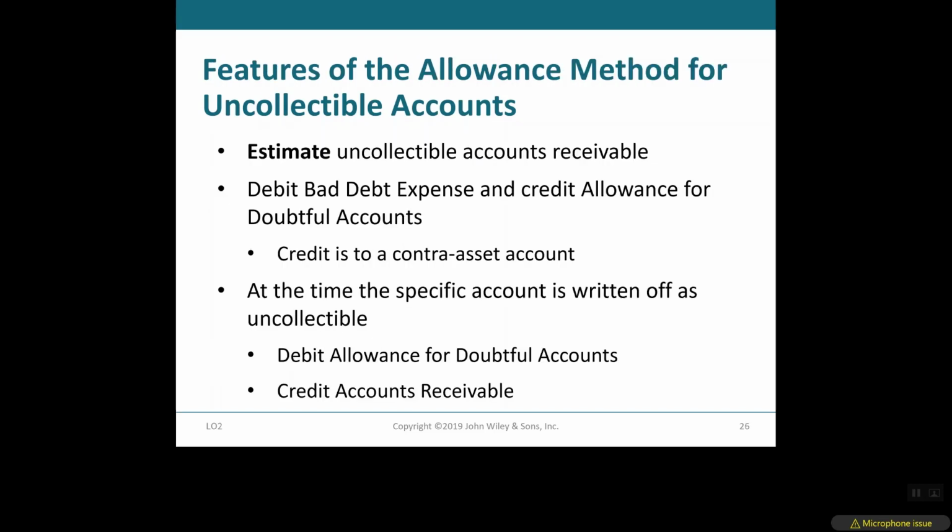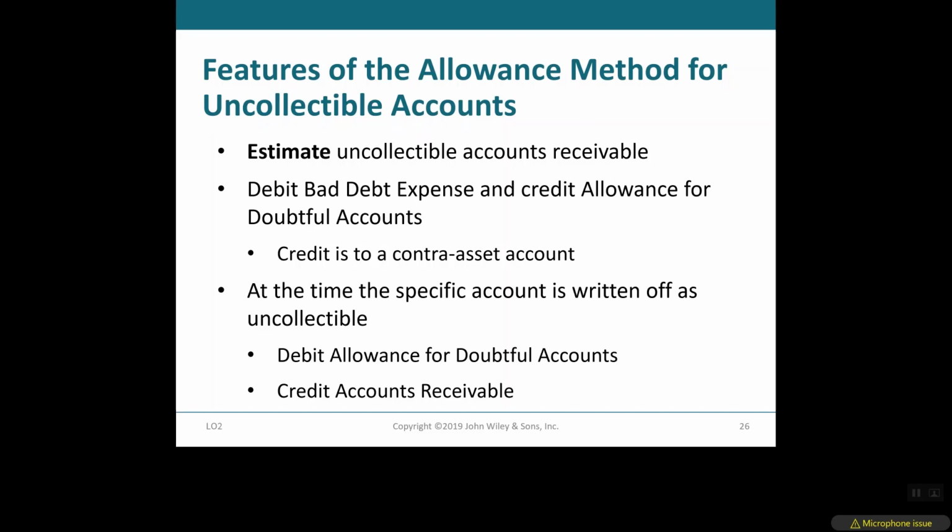Now, what are the features of the allowance method for uncollectibles? We have estimated uncollectible accounts receivable. So that amount that we are putting aside is an estimate. We're going to debit the bad debt expense and credit the allowance for doubtful debt. All of that again is usually an estimate. Sometimes people use an estimate of what the total accounts receivable is, so it could be 10%.